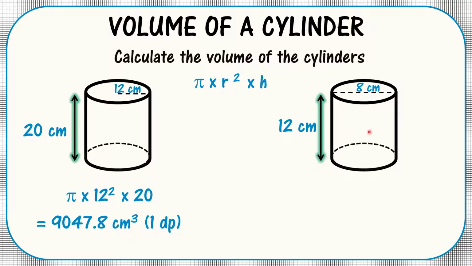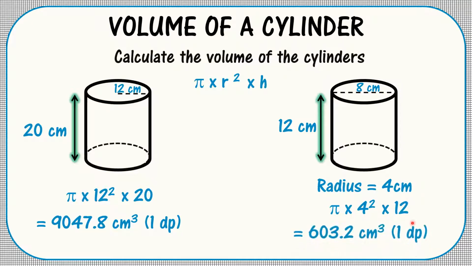This is another example. We have 12 centimeters and we have 8 centimeters. What you need to understand is that this is the diameter, but we don't want to use the diameter, we need the radius. What you should know is that the radius is always half of the diameter. So if the diameter is 8 centimeters, the radius will be 4 centimeters. So what we will do, we'll do pi times 4 squared times 12. So pi times 4 squared times 12 is equal to 603.2 centimeters cubed to one decimal place.